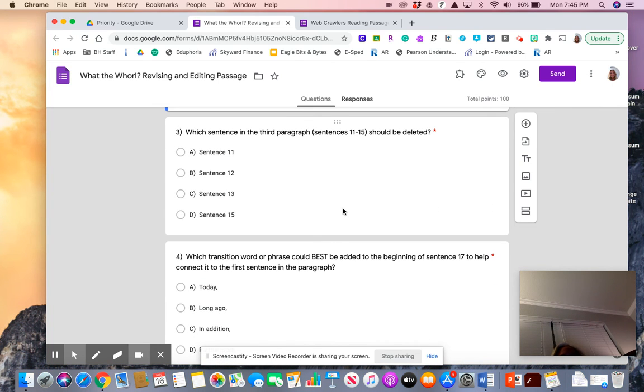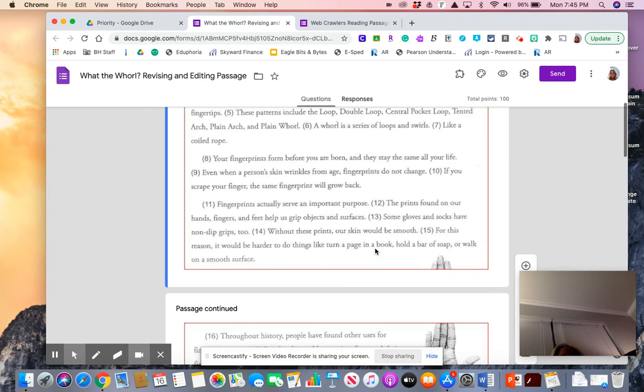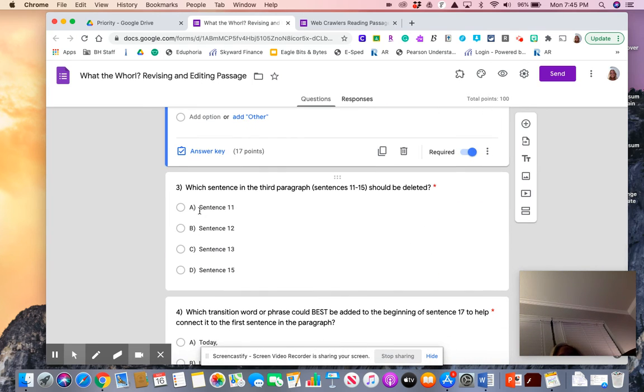Number 3. Which sentence in the third paragraph, sentences 11 through 15, should be deleted? That means it doesn't belong. So go back and look at the third paragraph, sentences 11 through 15. Read it, and then figure out which sentence does not belong. Is it sentence 11, sentence 12, sentence 13, or sentence 15?